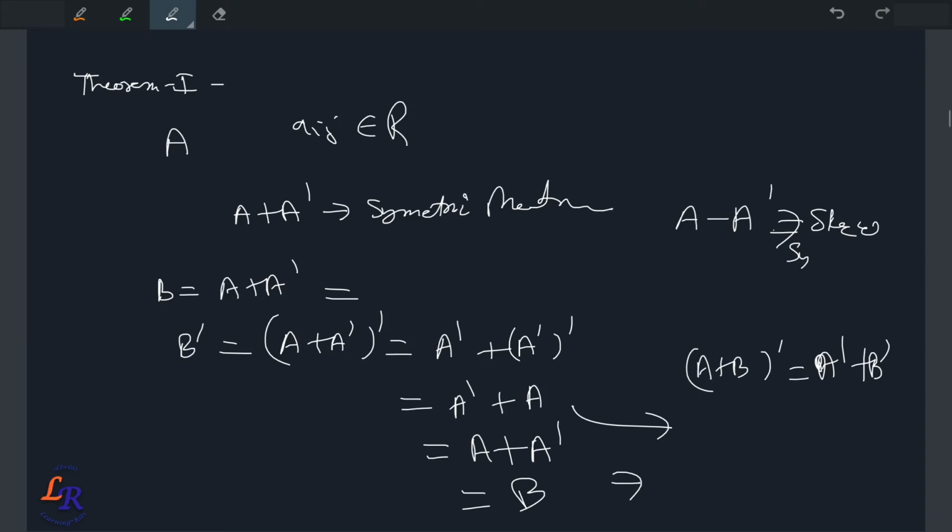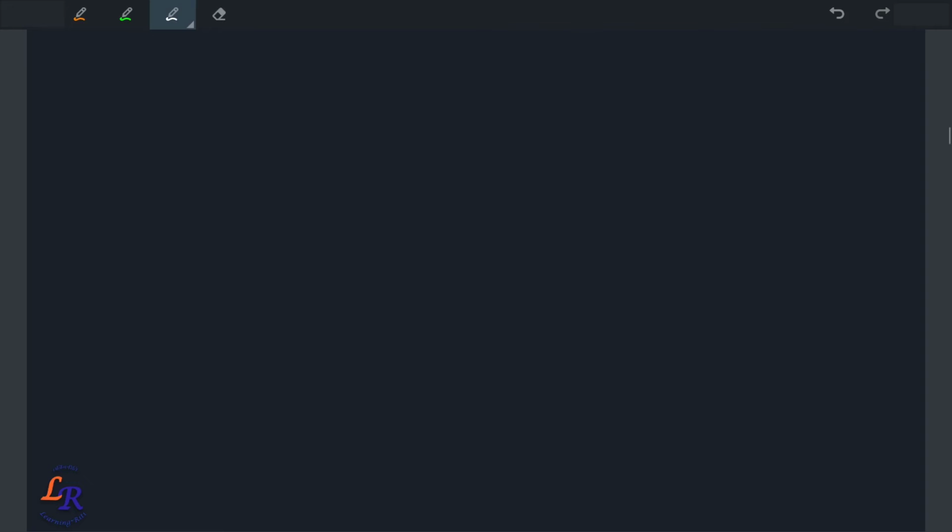Skew symmetric matrix, right? Just to prove that, how will we prove it? Let's say again you have a matrix, let's say B, which is written as A, now instead of plus it is having minus, right? So what would be the transpose of that matrix? It would be A minus A dash transpose.